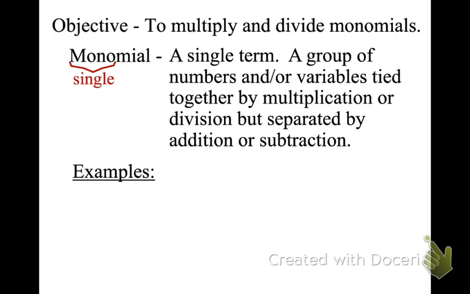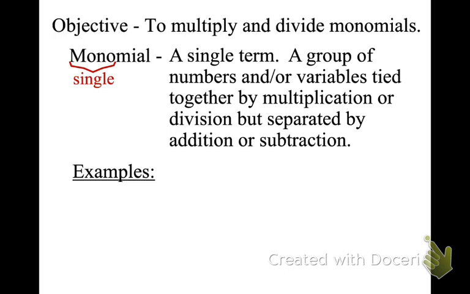Okay. All right. So the definition of it is going to be very important. It is a single term, one term. How do I know where the term ends? It is a group of numbers and or variables. That means it can be a number or it can be a variable, or it can be both. It can be 5, it can be x, it can be 5x.